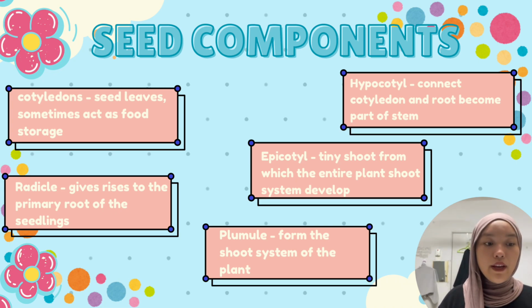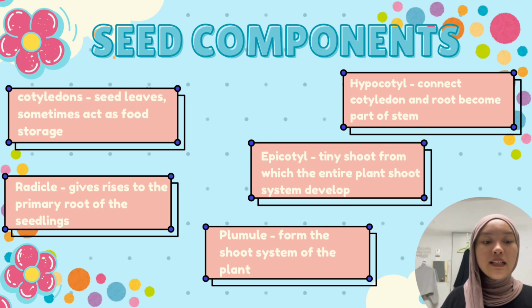The second one is a hypocotyl. Hypocotyl is the embryonic stem that connects the cotyledon to the radicle, and it eventually becomes part of the main stem of the plant. The third one is an epicotyl. Epicotyl is the tiny shoot located above the cotyledon, from which the entire plant shoot system, including leaf and stem, will develop. The fourth one is a radicle. Radicle is the embryonic root that gives rise to the primary root system of the young seedling, anchoring the plant and absorbing water and nutrients.